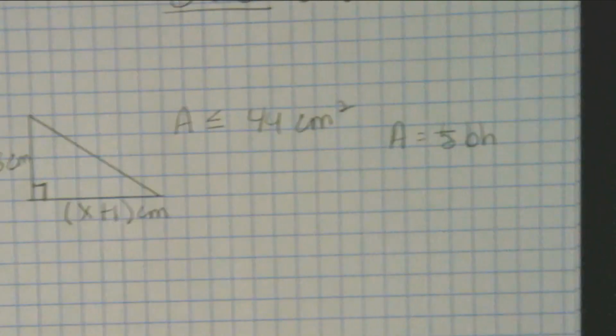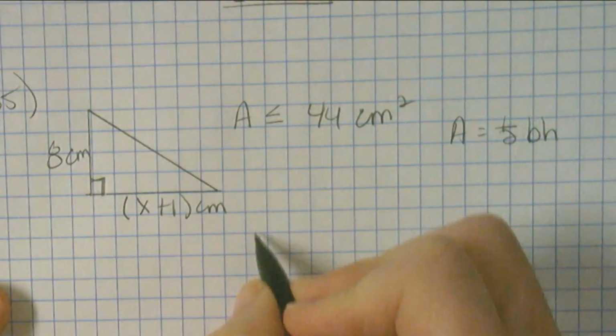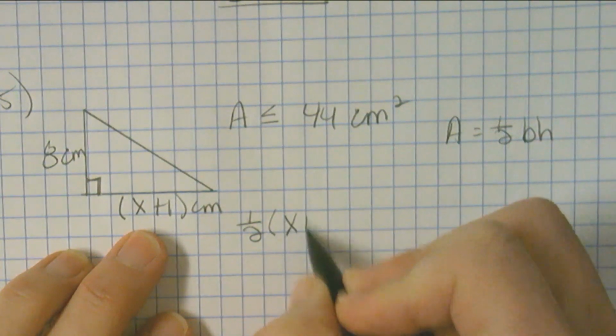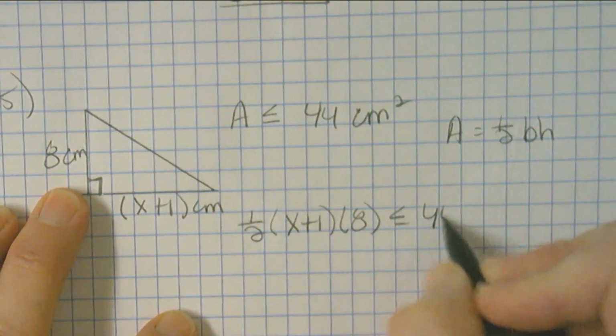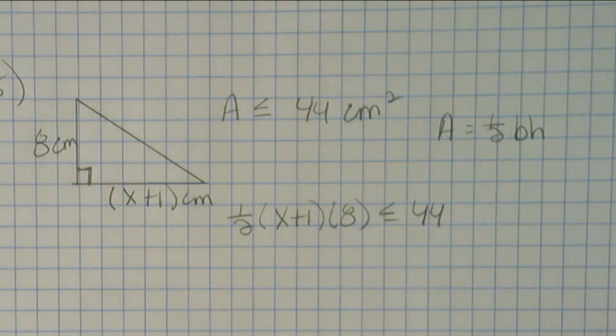So I'm going to go ahead and put that in. I have to see that somewhere. So I have 1/2 times my base, which is x plus 1, times my height, which is 8, is less than or equal to 44. All right, so now I can multiply these in any order that I want. So Carmen, are you good with that? Are you good with where I am right now?